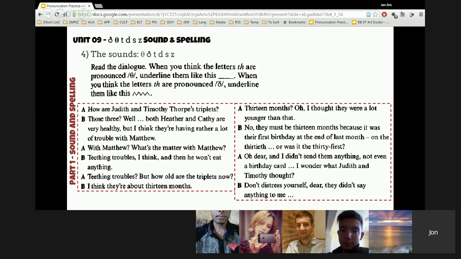Second one. Oh, the first symbol is /θ/. Got it. Now I understand. And the second symbol is /ð/. Got it. I understand. And I believe you are correct. /θ/, no vocal cords. It's voiceless. /ð/, it's voiced.